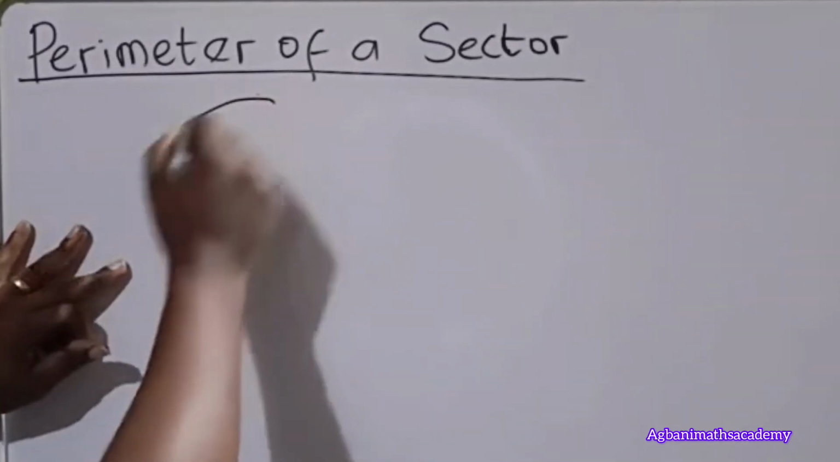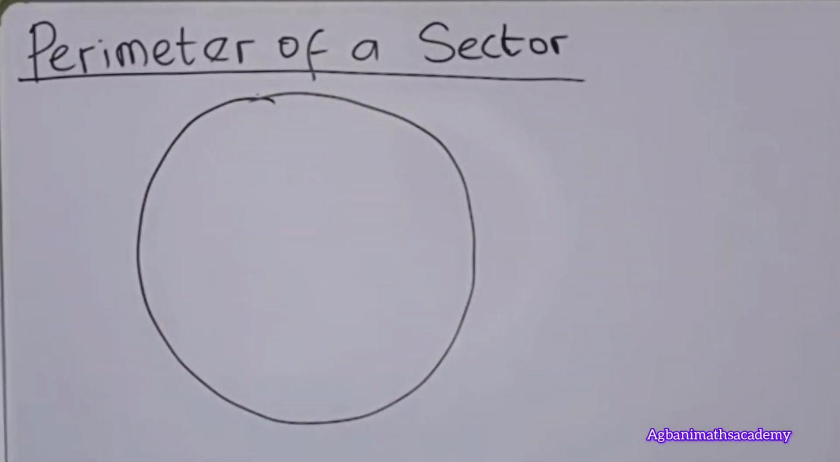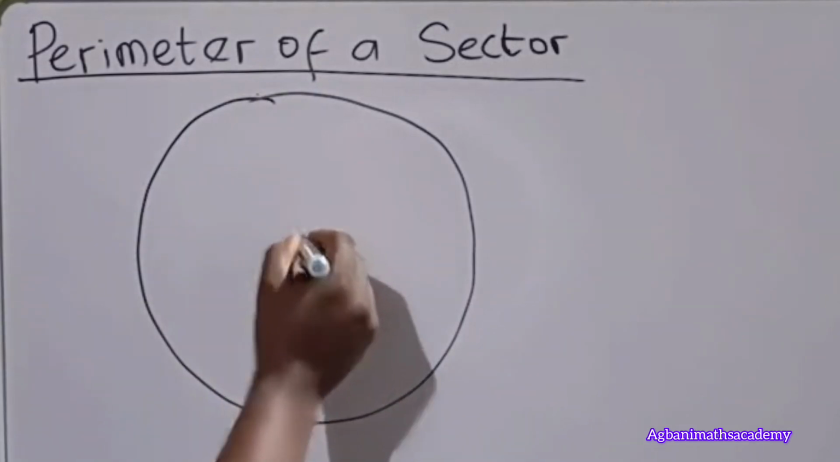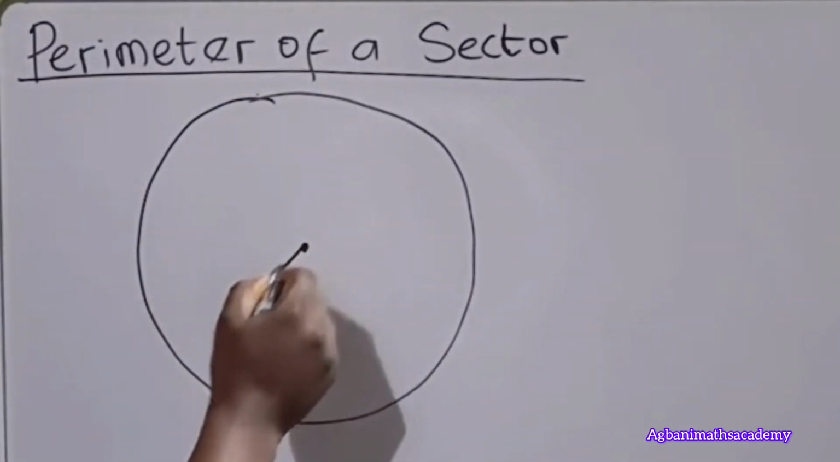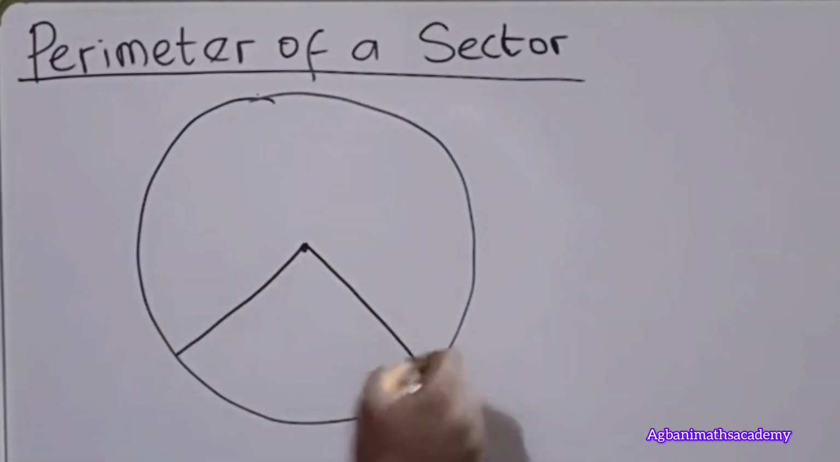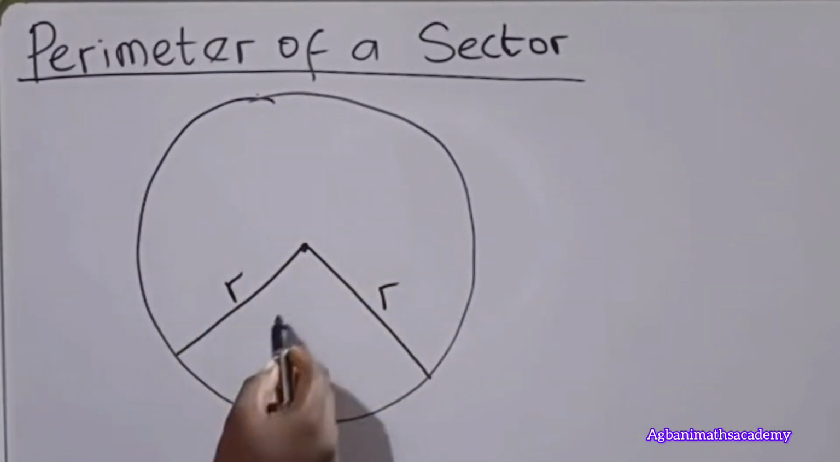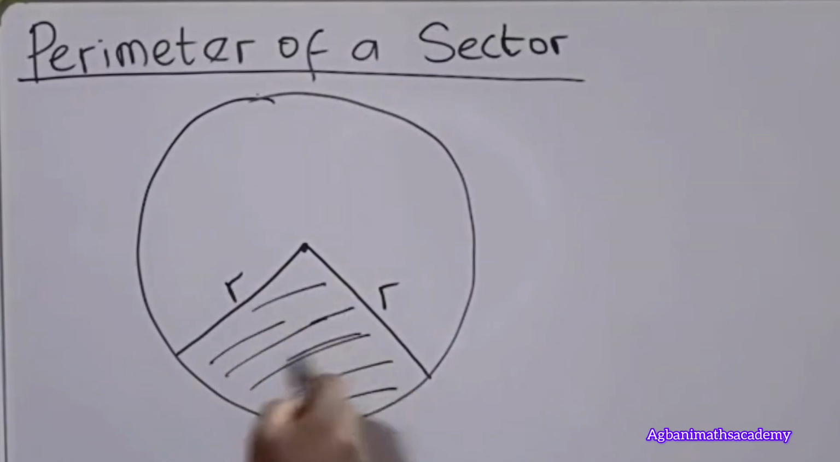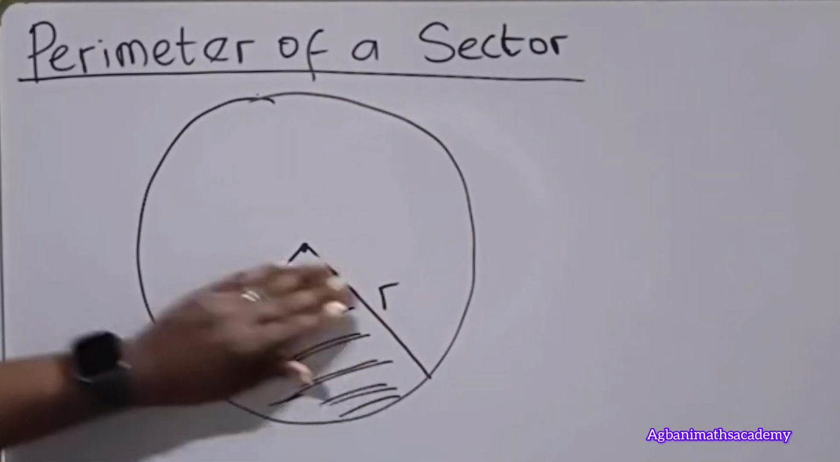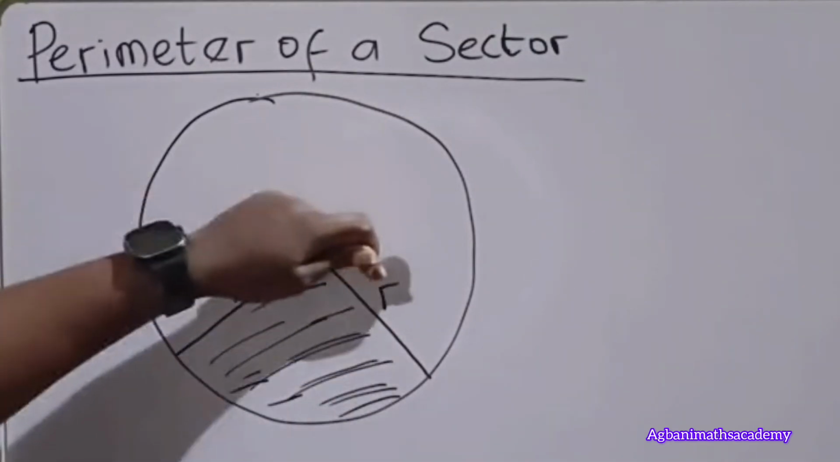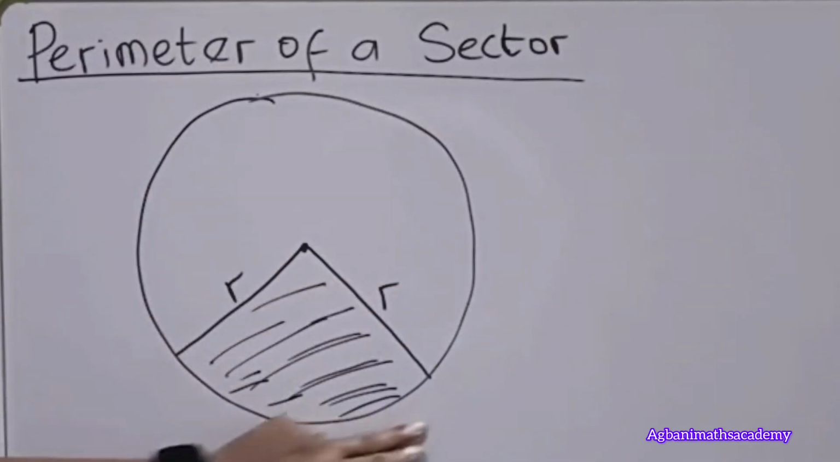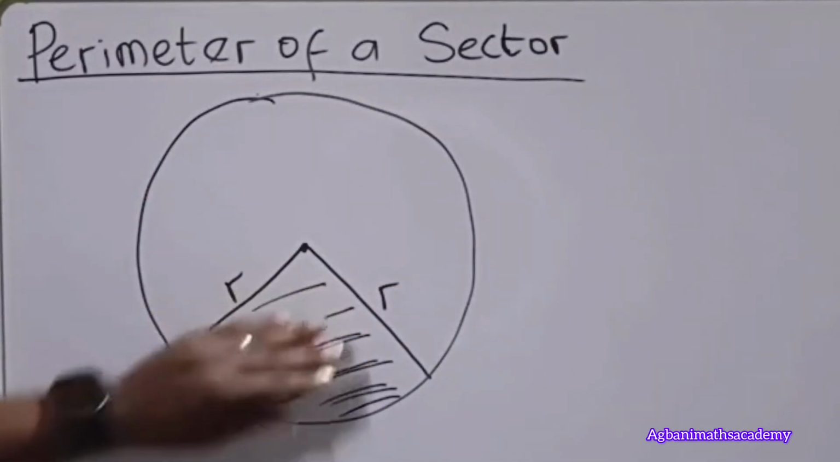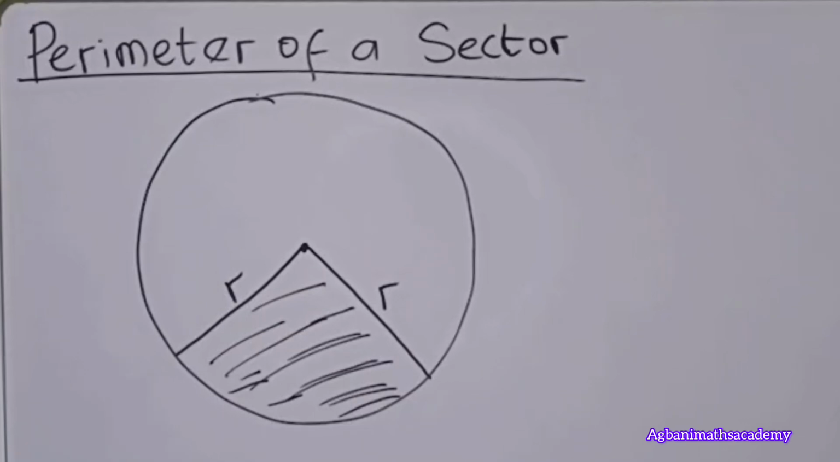Let's draw a circle first of all. If you have a circle like this, and this is the center of the circle, with the radius this way and the radius this way, this space here is the sector of a circle. This region that is surrounded by two radii and an arc is called a sector. You can find the area of a sector, which we looked at in our previous lesson. You can also calculate the perimeter of a sector.